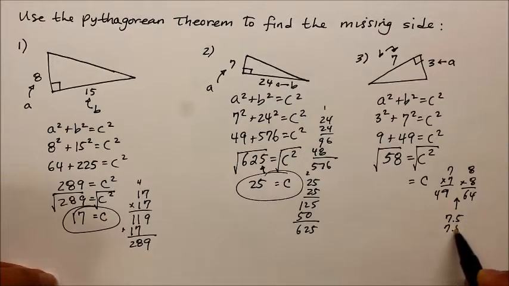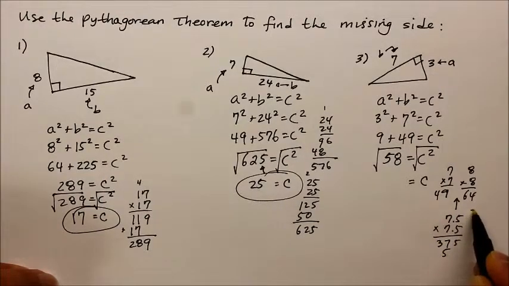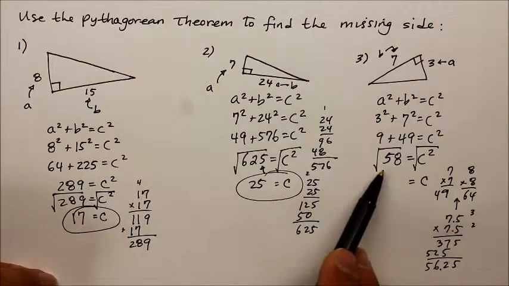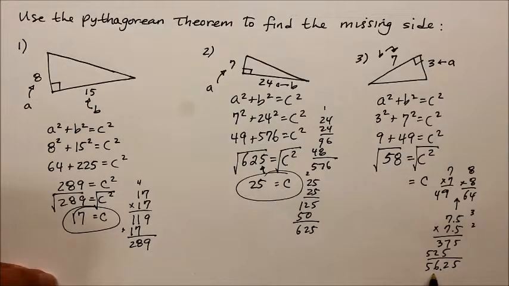So let's check it. 7.5 times 7.5, that's 35, bring the 2, 37, that's 35. 7 and 7 is 49, bring the 3 is 52. That's 5, 2, 5, 2 decimal places, 56.25. We're almost to 58, but not quite.